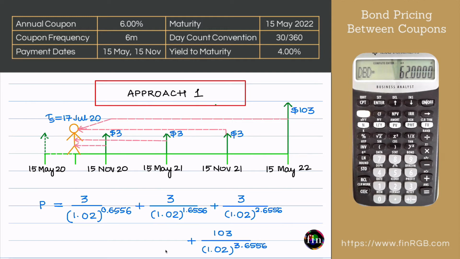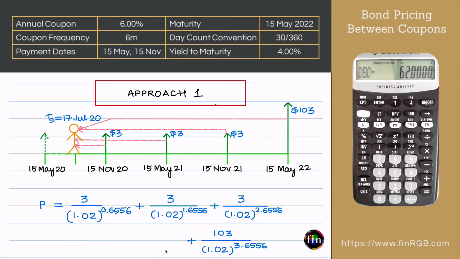Now, when I try and calculate the theoretical price of the bond by discounting all these future cash flows, the first thing I have to note is that since I am in the middle of 2 coupons, the number of periods till each of these cash flows is not a whole number. So I'll be dealing with fractions in my exponents when I write down my discount factors.